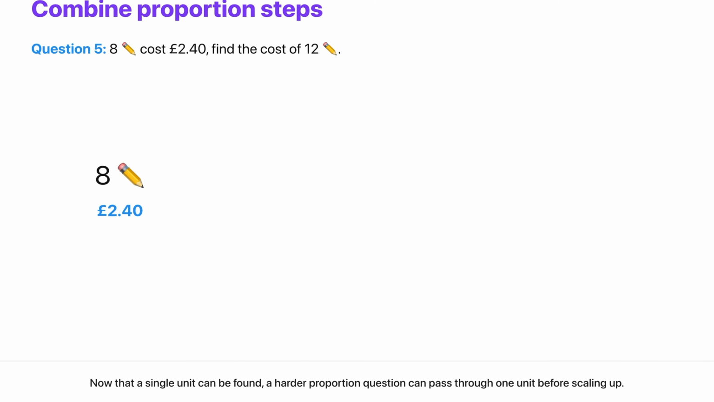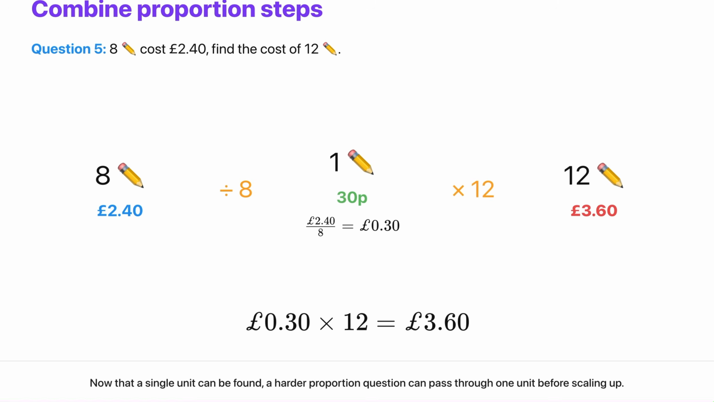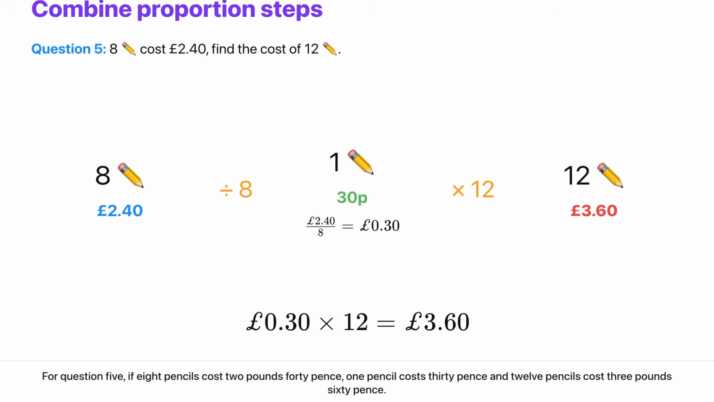Now that a single unit can be found, a harder proportion question can pass through 1 unit before scaling up. For question 5, if 8 pencils cost £2.40, 1 pencil costs 30 pence and 12 pencils cost £3.60.